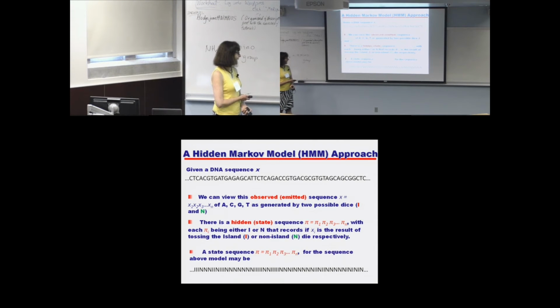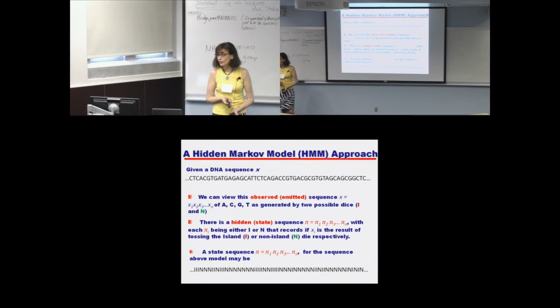And any hidden sequence can generate this sequence here, right? Unless I have some kind of non-island die that has zero probability for getting one of the 4 letters, and that really is biologically infeasible. I have really no way of knowing. So if I'm looking at this sequence, you give me any sequence of I's and N's, it could generate that one here. The thing, though, is that they will do it with very different probabilities.